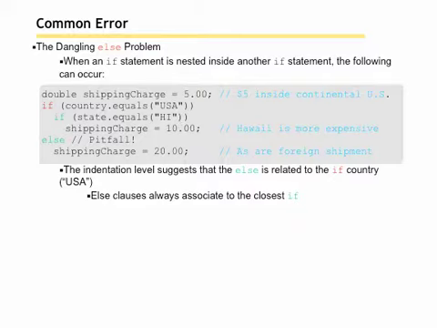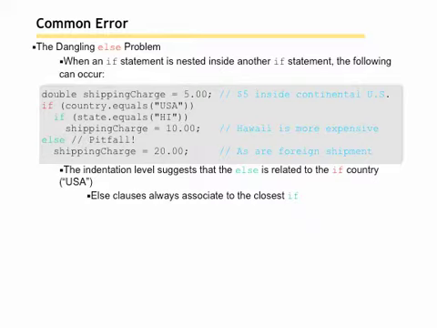But in fact, because the else matches with the nearest if, the closest if, it's saying if the state is any other state besides Hawaii, then it's going to be $20. So this is an example of a logic error. Because it's syntactically correct, it will compile, but it doesn't give us the output we expect. How could you fix this problem?